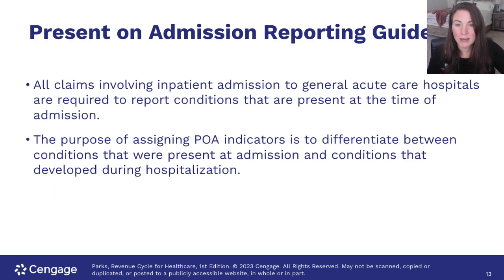There are POA guidelines that go into a lot more detail, but the gist of it is that claims are required to report conditions that are present at the time of admission, but there's no required time frame that the doctor has to document this condition by. Because sometimes someone is admitted with symptoms and they don't really know what the problem is until they do some testing, right? But once they figure out the condition and document it, then it needs to be notated as present on admission. Okay.